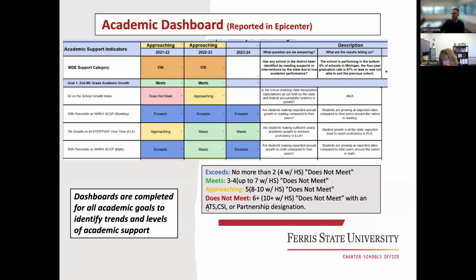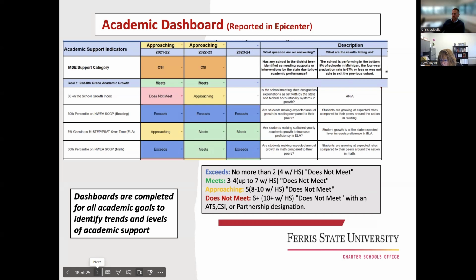I provided a screenshot here, obviously, of more goals in this. But as you're looking, we would count up how many red fall in the category of the year. And if you have no more than 2, and if you have a high school no more than 4 does not meet, then you would be considered an academy that exceeds. So you would be a tier 1. If you have 3 or 4 does not meet and up to 7 with a high school, you would be considered a tier 2, which means you would be meeting your levels of support right now.